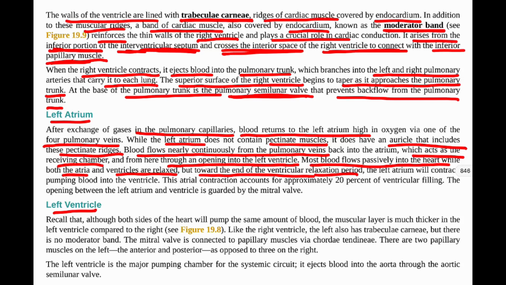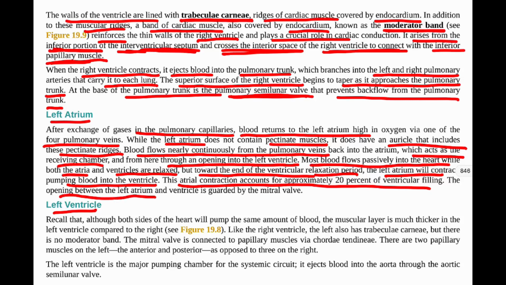The opening between the left atrium and left ventricle is guarded by the mitral valve, which again I like to call the bicuspid valve, because then I can easily remember the bicuspid is on the left side and has 2 flaps, while on the right side, tricuspid, 3 flaps. Then we have our left ventricle.